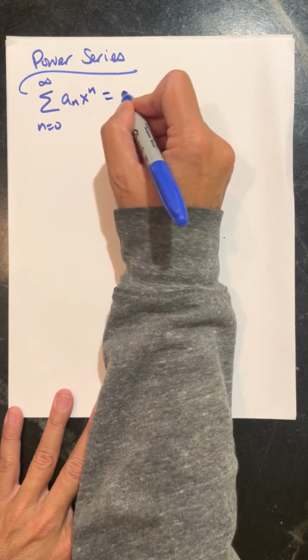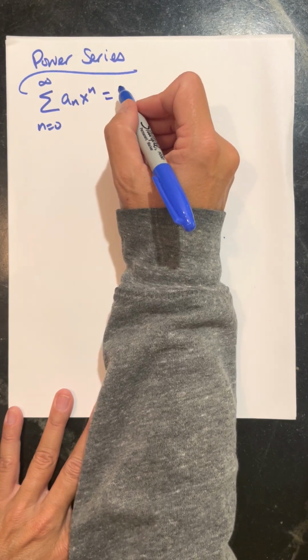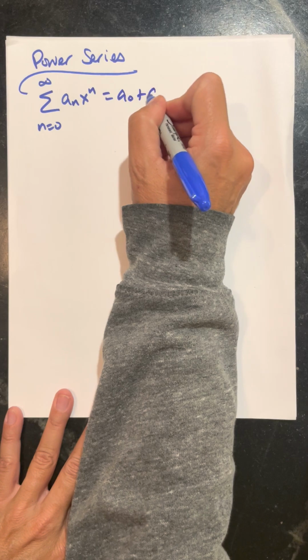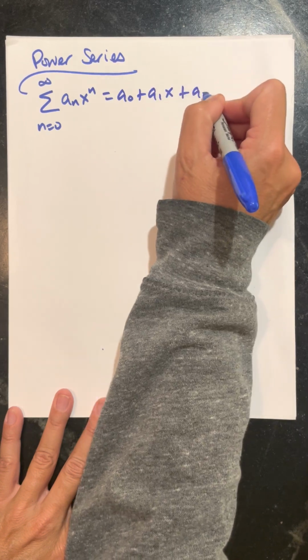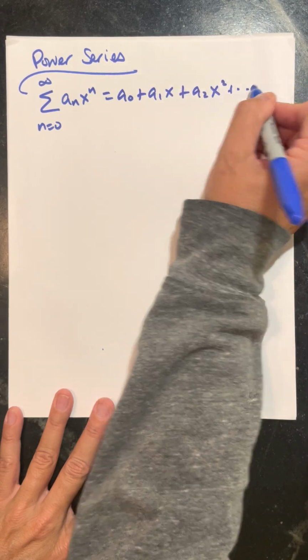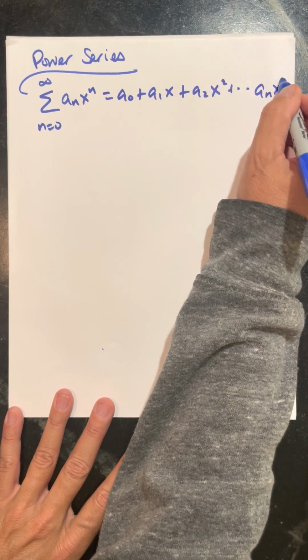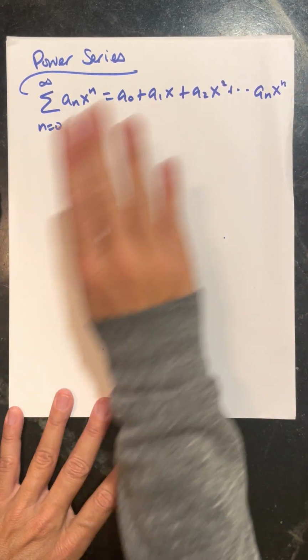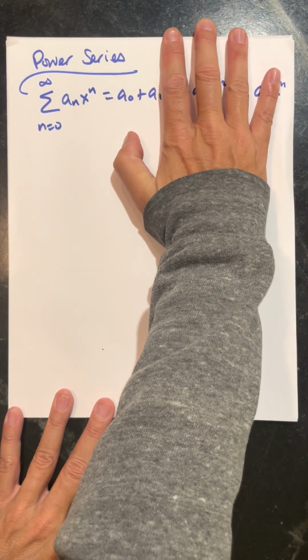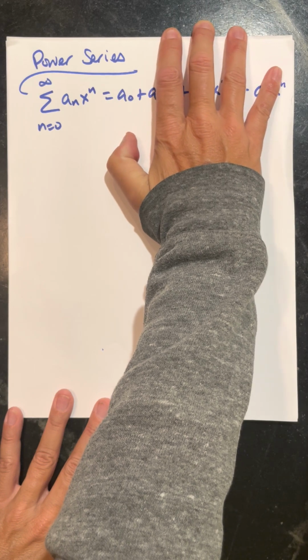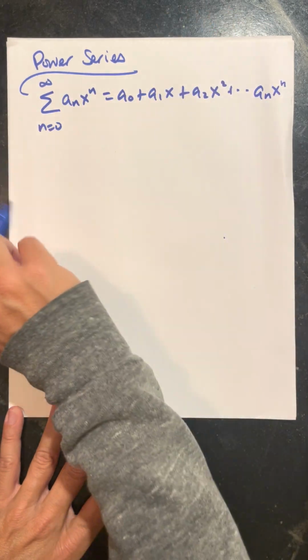a_0 plus a_1 x plus a_2 x squared, up to a_n x to the n. So if x is 0, all of these terms would cancel out and I would just have one term, but the center of the series is 0.